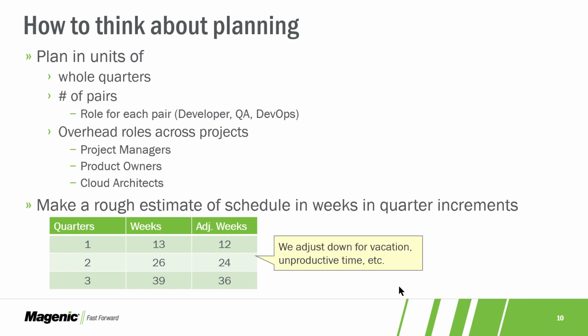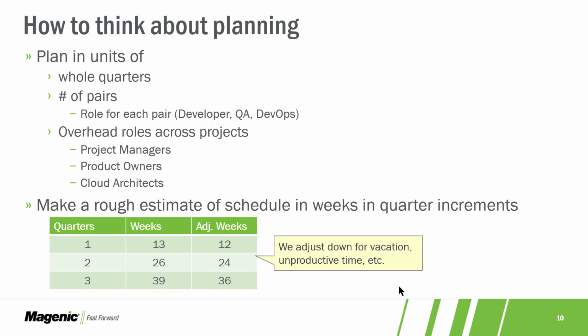And generally speaking, we come up with the number of pairs we need to do the development, and then we supplement that with QA and DevOps, and then across any number of programs within that. So across ecosystems or parts of ecosystems, we're going to need some overhead roles, project managers, product owners, cloud architects, and so on. So you'll notice in our little table, we end up sizing to 1, 2, or 3 quarters in duration. And we actually roll those down by a number of weeks.